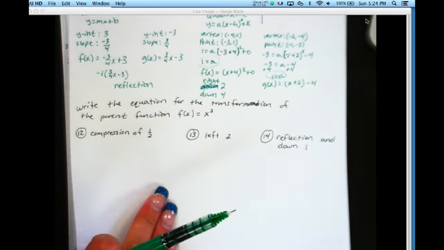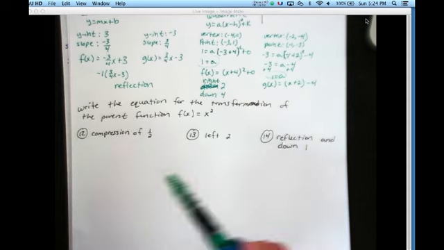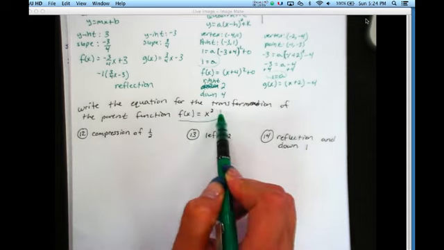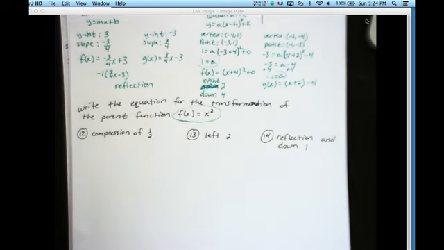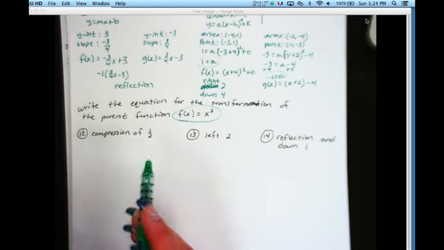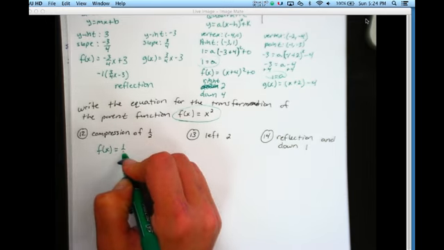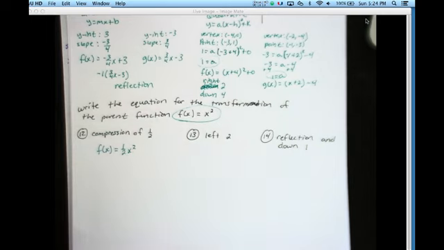And the last thing that we have to be able to do from this section is be able to write equations given the transformations. So for this one, we're using the parent function. So this is our quadratic. So it's telling us that we are going to do a compression of 1/2. So when I write my equation, it would just be f of x equals 1/2 x squared.